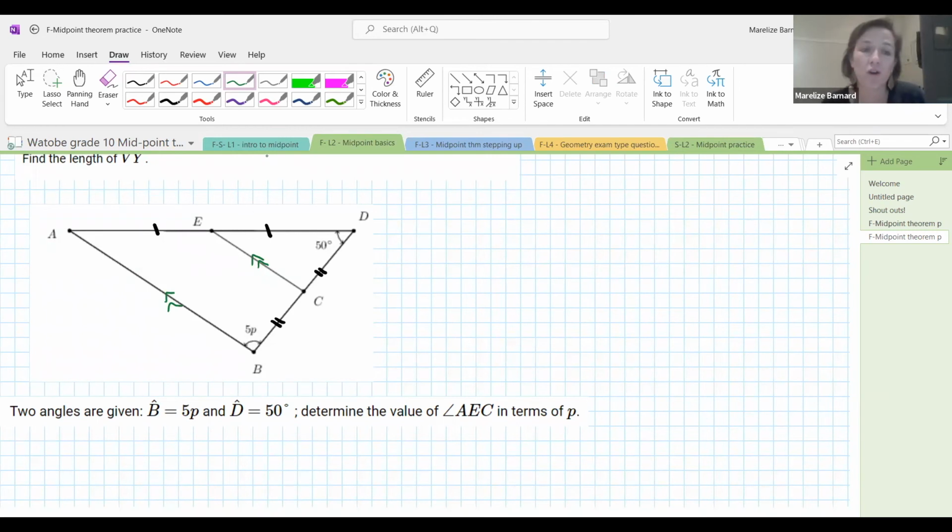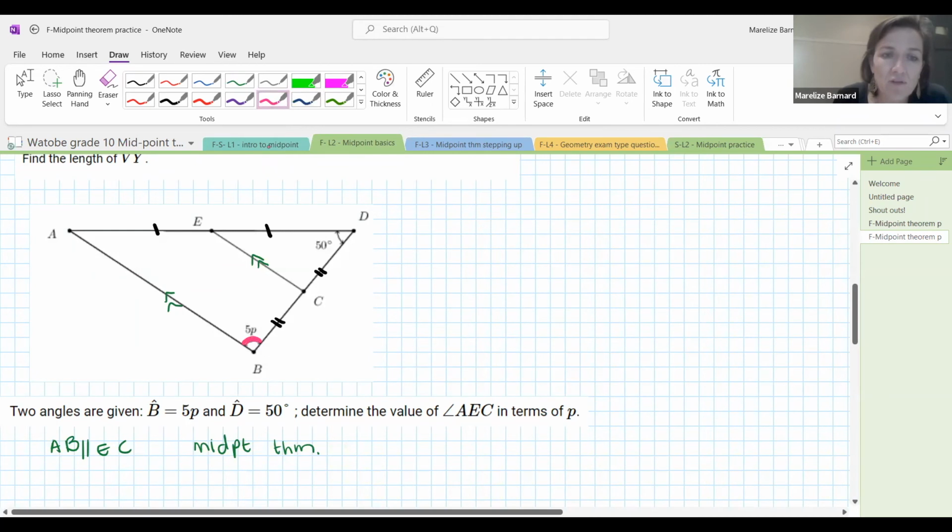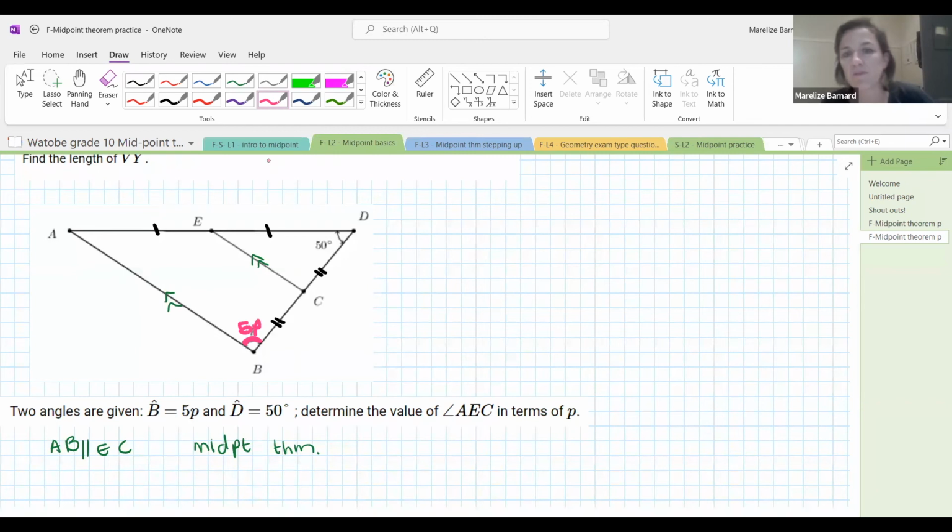Now that we've got those, let's write them down with our reason. AB is parallel to EC. And what will our reason be here? This will be the midpoint theorem, because the midpoints are given. So now that helps a lot. Once we have those parallel lines, which angles will be equal? We've got this angle over here, that's 5p. Which other angle will also be 5p? Put it in the chat if you know.